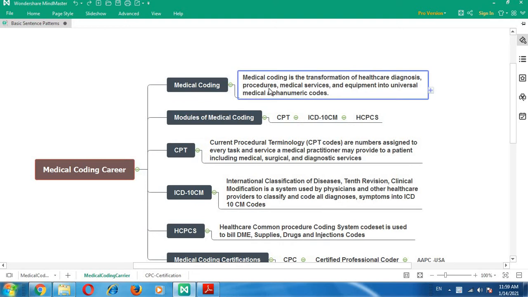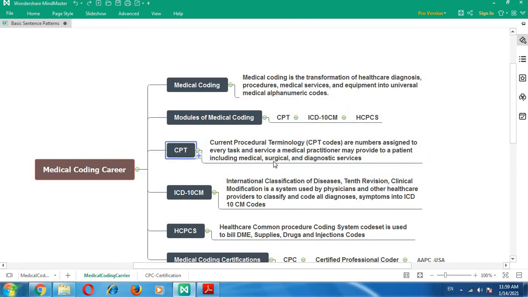Medical coding is nothing but the transformation of healthcare diagnosis, procedures, medical services and equipment into alphanumeric codes. So all the procedure codes are converted to CPT codes. All the diagnosis codes are converted to ICD codes, and all the durable medical equipment, supply and injection codes are converted to HCPCS codes. So there are a total of three modules in medical coding: CPT code, ICD code and HCPCS code.